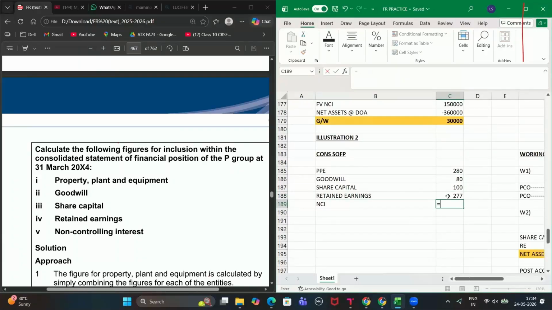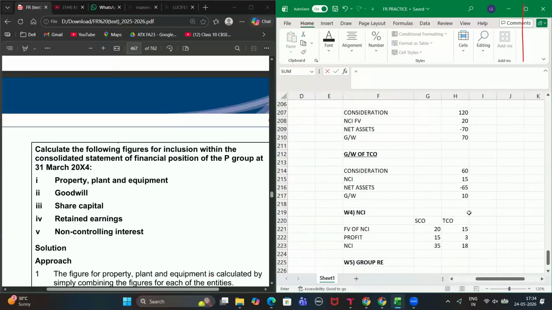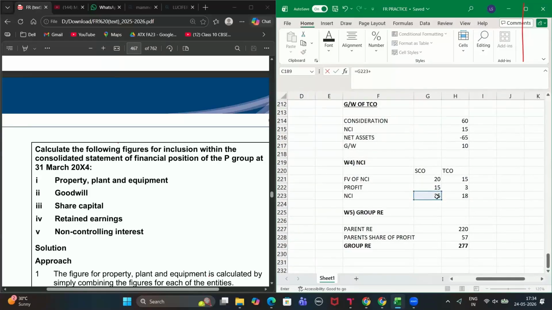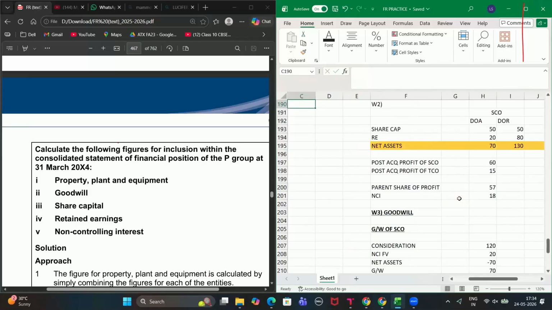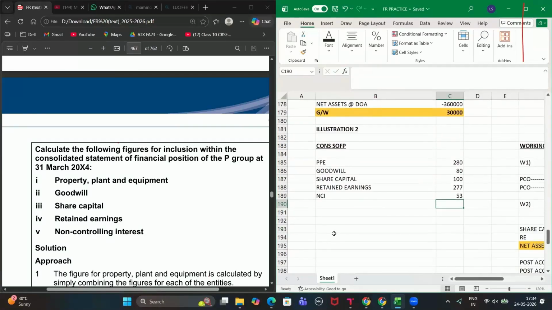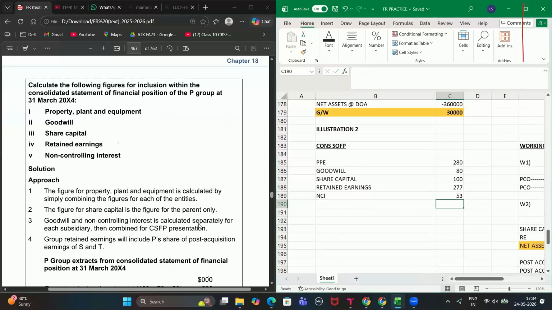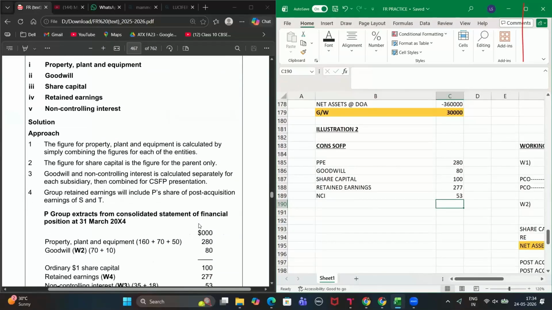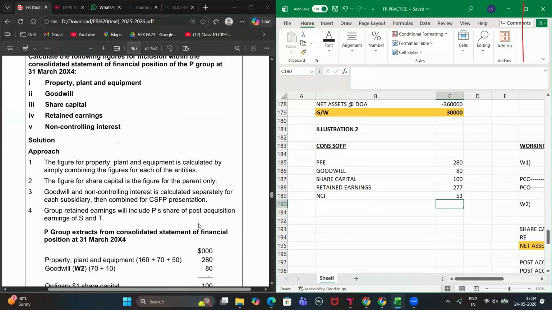NCI. What will be the value of NCI? Tell me. 35 plus 18. So how much will it be? 53. Is this one also clear for you guys? Any doubts? I hope this is clear for everyone. Okay.